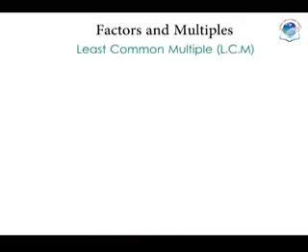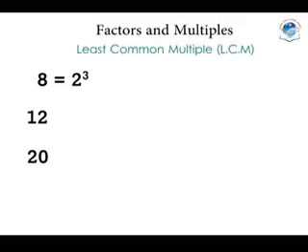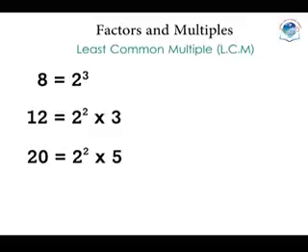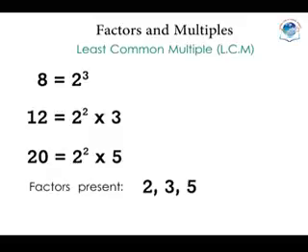To find the LCM of a set of numbers, we first express them as a product of their prime factors, and then we pick the largest factors. For example, the LCM of 8, 12, and 20. 8 is equal to 2 raised to power 3. 12 is equal to 2 raised to power 2 times 3, and 20 is equal to 2 raised to power 2 times 5. The factors present are 2, 3, and 5.